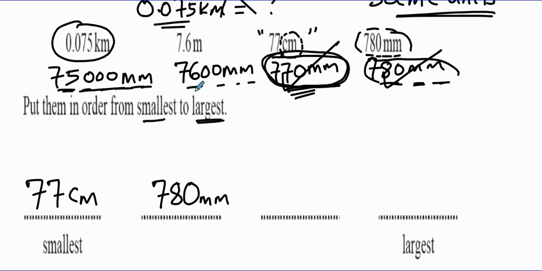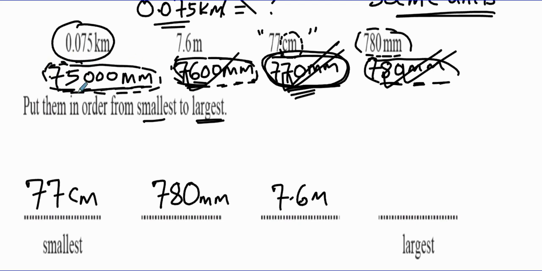The next smallest will be 7,600. This will be the next smallest, but this is there to help you put the numbers in order. So we write 7.6. We write the numbers which were given in the question. 7.6 meter. And of course, if this is taken and this is taken and this is taken, obviously this will be the largest. But we don't put this. We put the number given in the question, which is 0.075 kilometer.